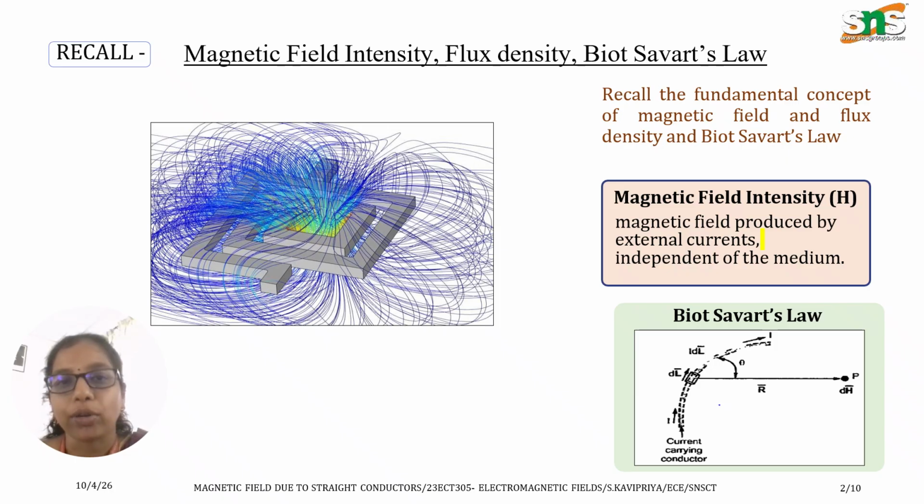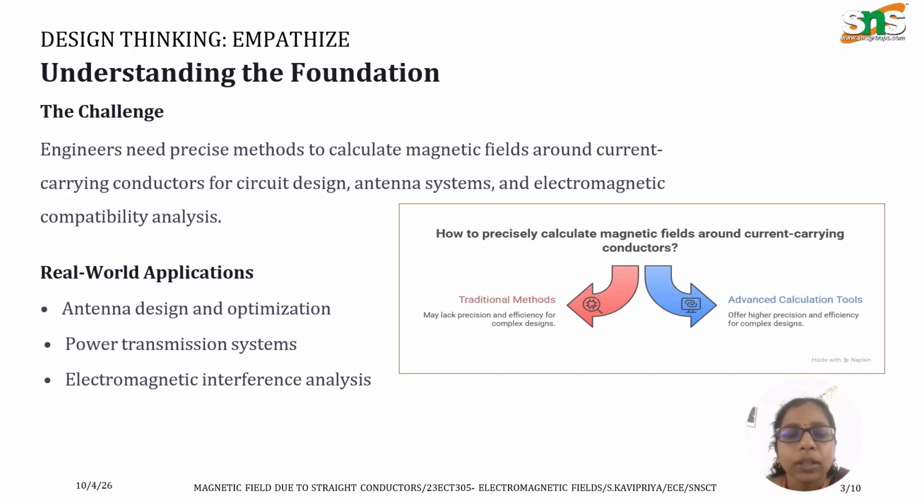By making use of the Biot-Savart law, we can determine the magnetic field intensity of a straight conductor, a circular conductor, and even a solenoid. What is the foundation for this magnetic field intensity? Engineers need to precisely measure the magnetic field around a current carrying conductor for designing antennas and for electromagnetic compatibility. The real world applications are antenna design and optimization, power transmission systems, and electromagnetic interference systems.